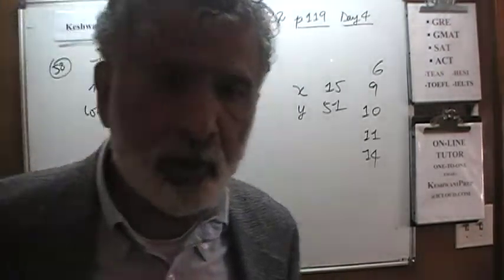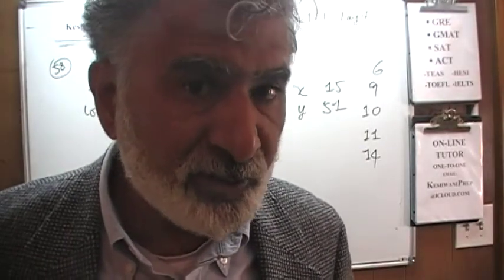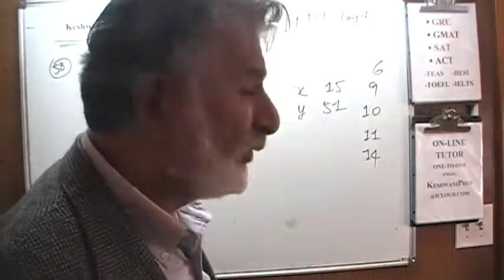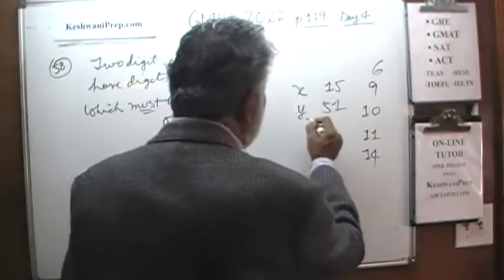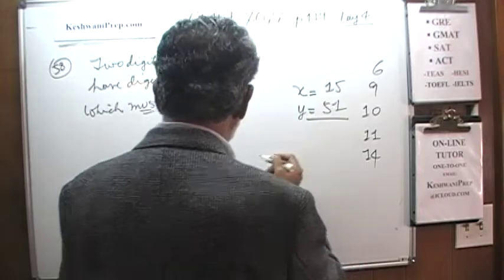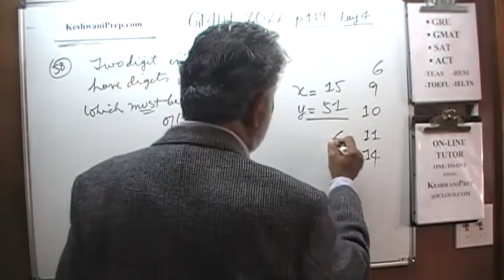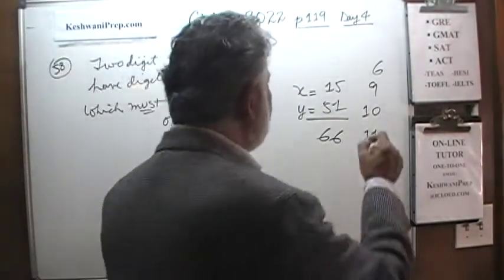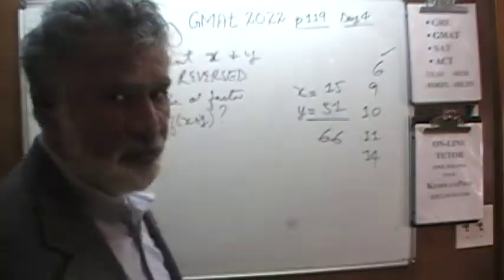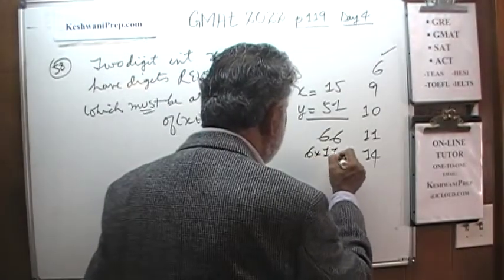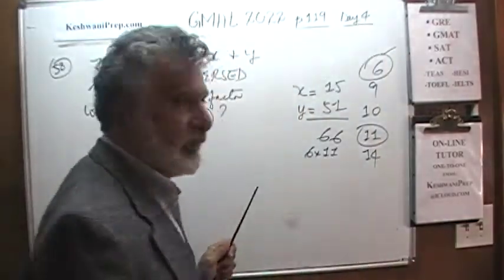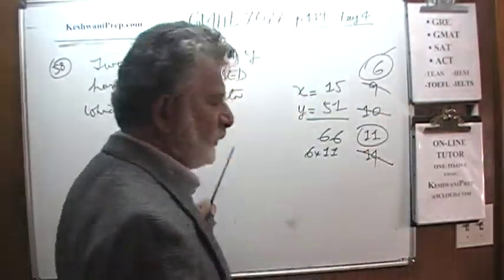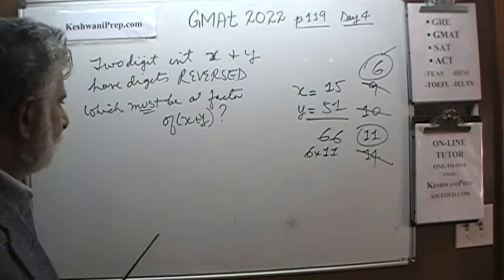So there are two ways you can go about it. One way is to actually do it in a classical, orthodox, traditional, algebraic way, the geeky, nerdy way. We're going to do that if you wish. Here's the quick way first. Just use numbers. If this is x and this is y, we add them up, we're looking for the factor of x plus y. It's just going to give us 66. Is 6 a factor of 66? The answer is yes, that stays. Is 9 a factor of 66? The answer is no, because 66 is made up of 6 and 11. So the only two numbers that qualify are 6 and 11. 14 does not work, 10 does not work, 9 does not work.